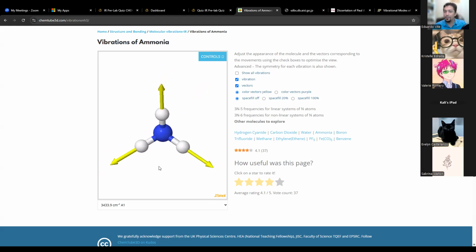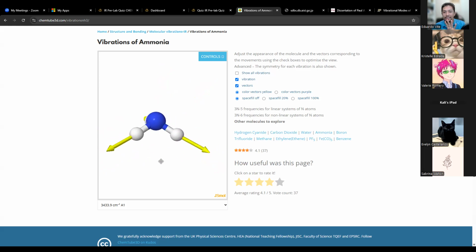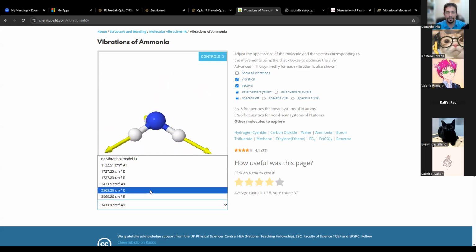This is a symmetric stretch of ammonia, right? But don't forget, ammonia is not flat. It is trigonal pyramidal, you see? So even though this is happening symmetrically, the vectors do not cancel out because you have a vector going down in this direction. So you will see this signal as well. So you see that NH stretch right there. There's 3 of them. And then you see it goes down to 1700.